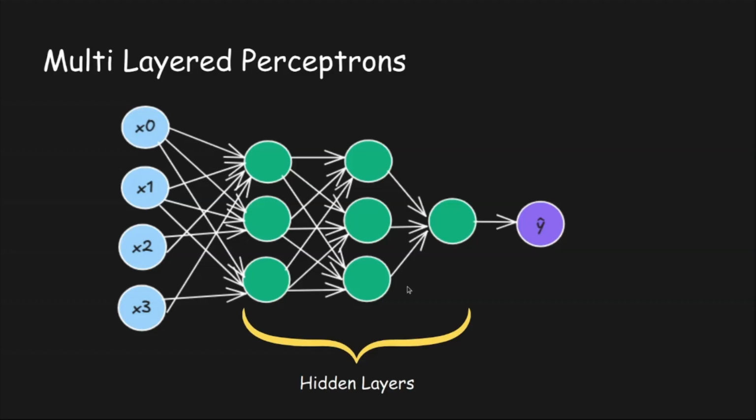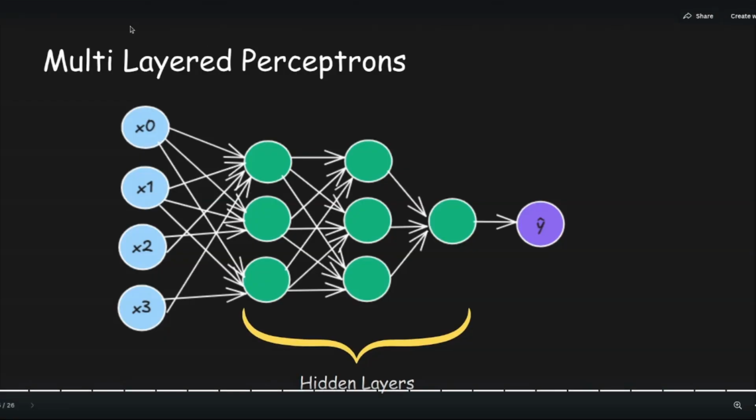All these layers in between are called the hidden layers in a perceptron, and since these are all fully connected, so each of the inputs is connected to each of the outputs, it is called a fully connected layer. Now this is very interesting, and we will try to implement this in the next video.